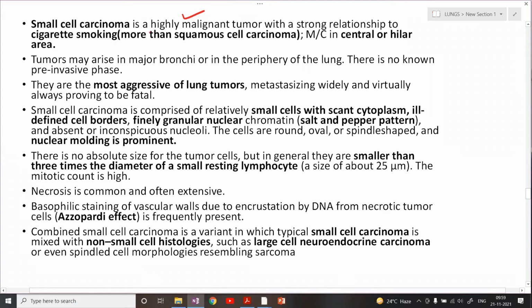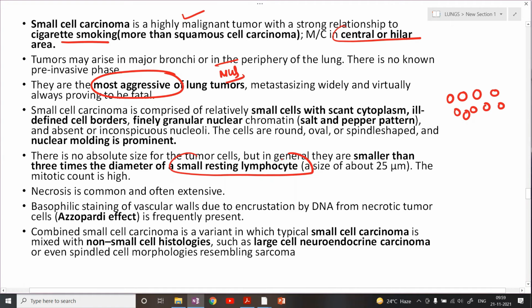Small cell carcinoma has the maximum relation with cigarette smoking, much more than squamous cell carcinoma. And again, just like squamous cell, it is present in the central or hilar region. It is the most aggressive of all the lung tumors. The cells that we see are small round blue cells. These are neuroendocrine in nature, and they look very much like lymphocytes, except that they are approximately 3 times the size of a normal small resting lymphocyte.